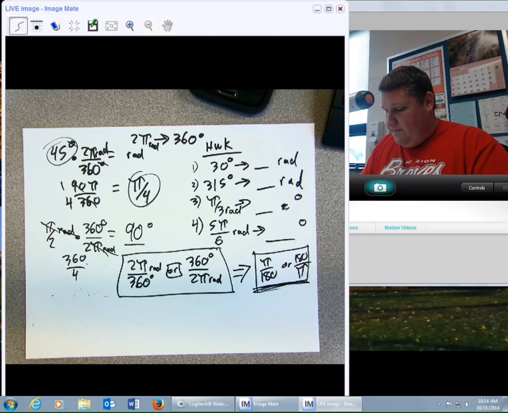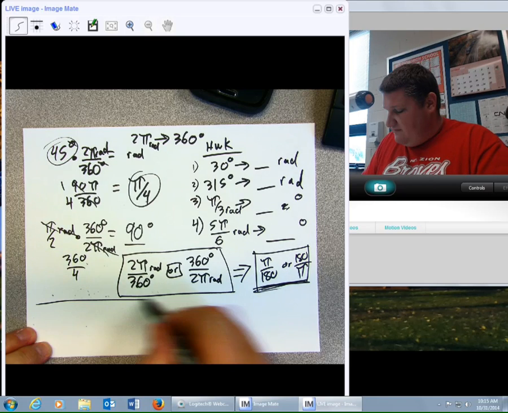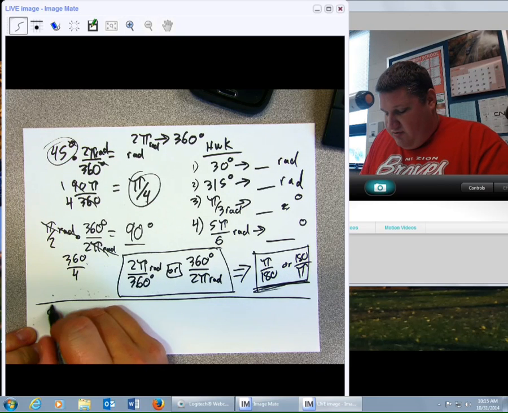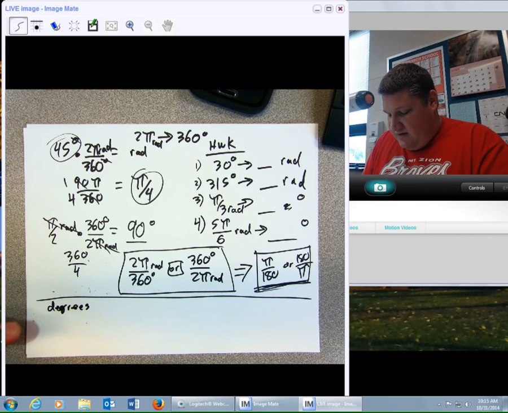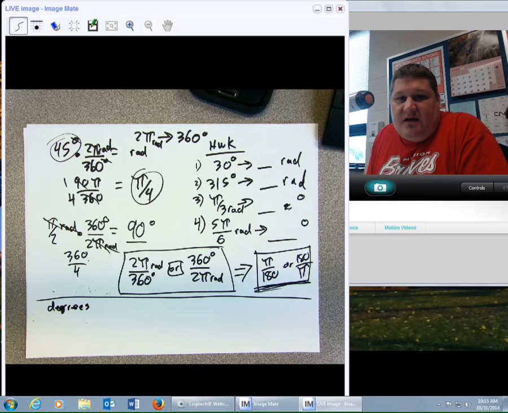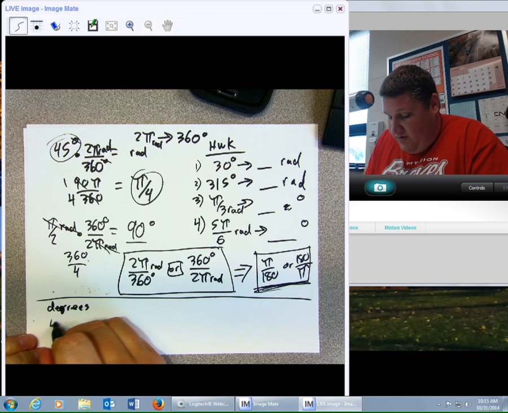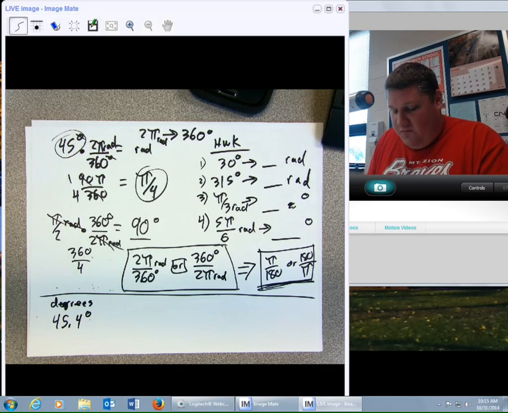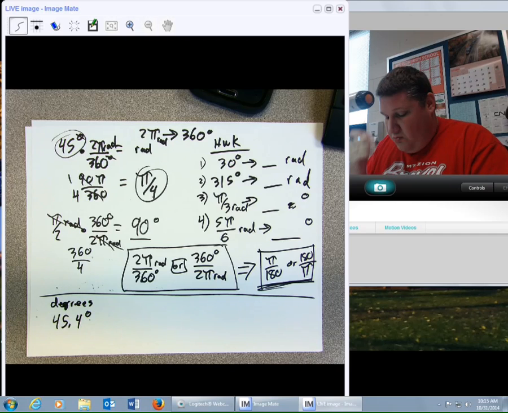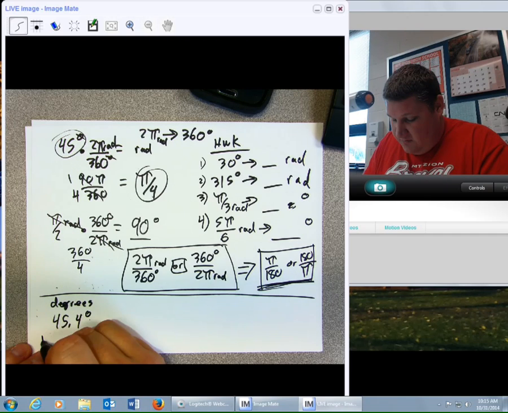Now, that is going from radians to degrees, degrees to radians. That's not the only way we can do it. We also have this thing among degrees by themselves. Not everything ends exactly at 45 degrees. Maybe it's 45.4 degrees. Well, I could give a decimal degree, and that's what this is called, decimal degree.